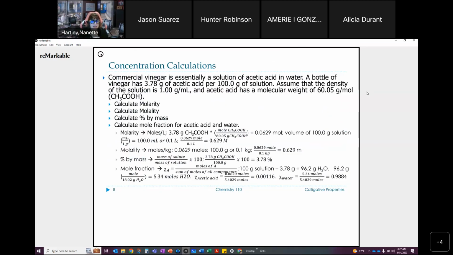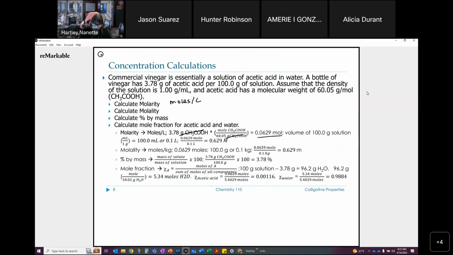Now, if I want to calculate a molarity, my molarity is defined as moles per liter. Since that's moles per liter, I have to start with my 3.78 grams of acetic acid. I need to divide by the molecular weight of the acetic acid, because that cancels the grams and gives me an answer in moles of acetic acid. So that tells me how many moles I have.